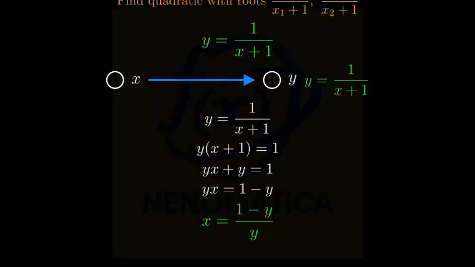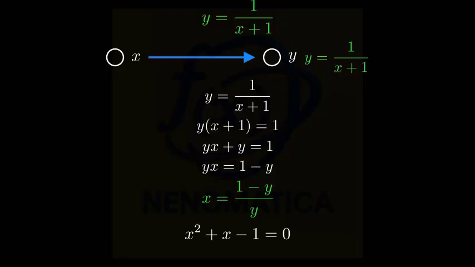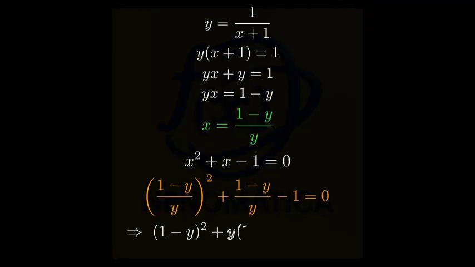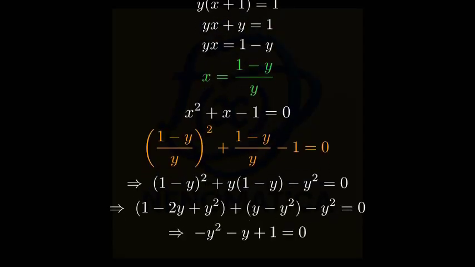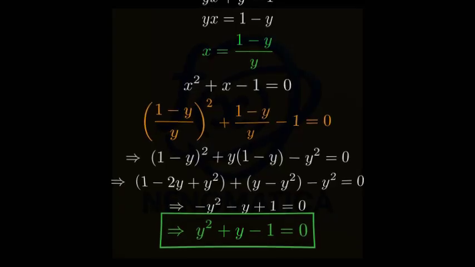Substitute this expression into the original quadratic. Original equation: x² + x − 1 = 0. Replace x by (1 − y)/y. Clear denominators by multiplying by y², and then simplify step by step. Therefore, the quadratic with roots 1/(x₁ + 1) and 1/(x₂ + 1) is y² + y − 1 = 0.